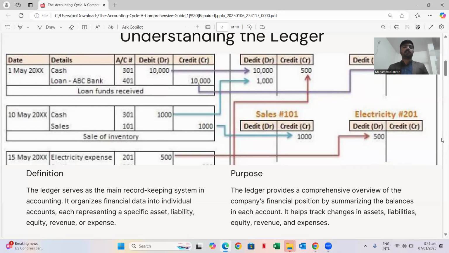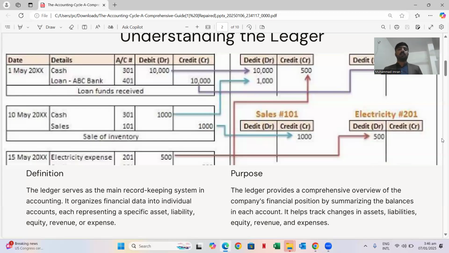The second transaction is the sale of inventories. The cash received after the sales is 1,000, and the sales are credited with the same amount of 1,000. So different accounts are created, like a cash account, a loan account, and a sales account.